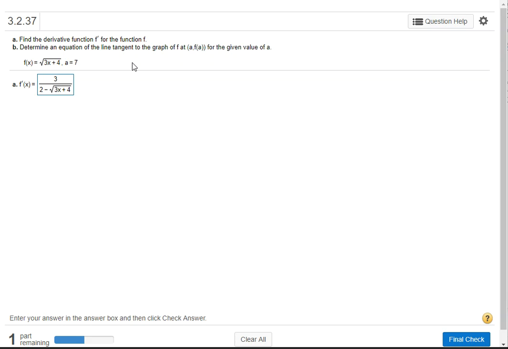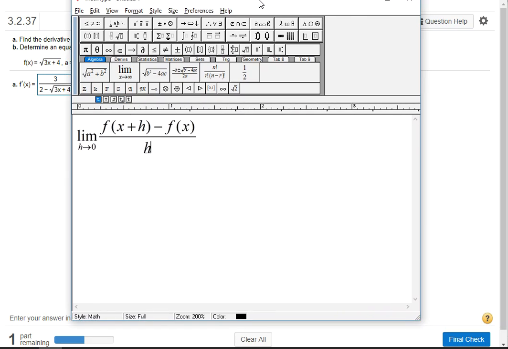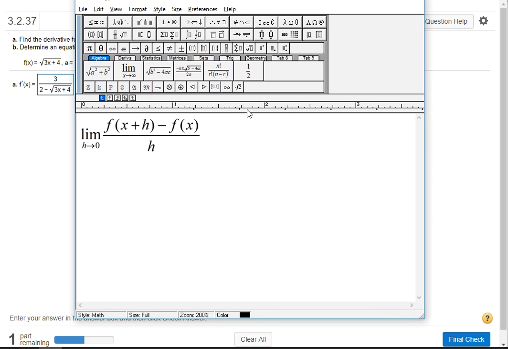This question comes from section 3.2 and it's currently number 5. My first goal is to find the derivative of the function using the limit definition, and then I'll write the equation of the tangent line. So over here in this other window I have the limit definition of the derivative. So in front of that I can type f prime of x.